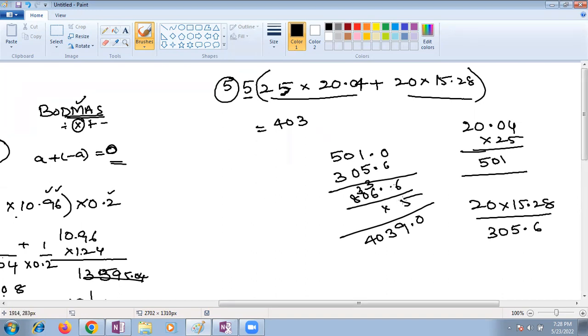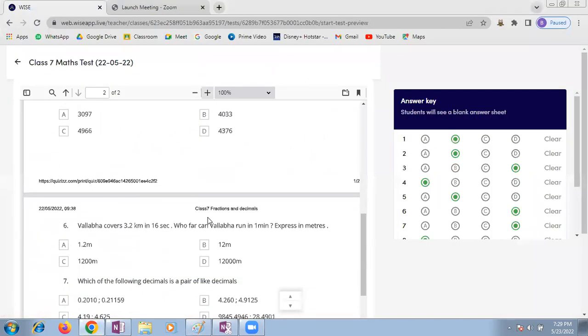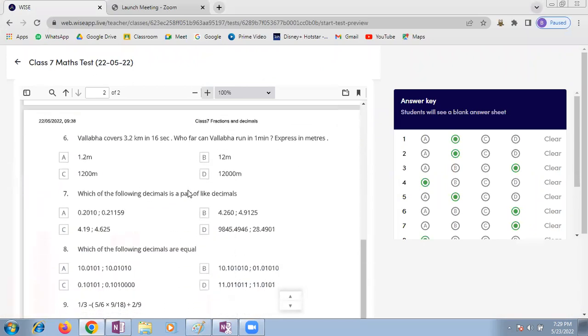6 5s is not 30. Ma'am, 806 into 6 plus. Only, correct, ma'am. Yeah, ma'am. Yes. So the point after zero doesn't have any value. So the cost of those things was ₹4,033. This question you can practice and do in a minute time, 1 minute. Okay, ma'am. Yes, Jane. This one was also easy only, ma'am.